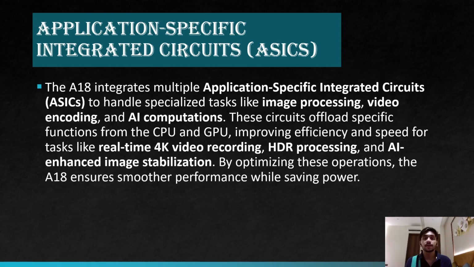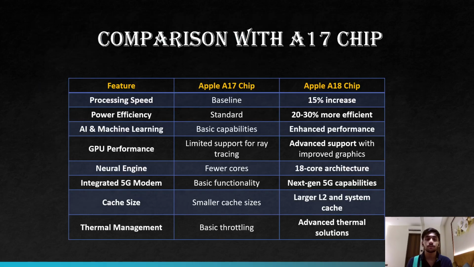Now talking about application-specific integrated circuits, the A18 integrates multiple application-specific integrated circuits to handle specialized tasks like image processing, video encoding, and AI computation. These circuits offload specific functions from the CPU and GPU. By optimizing these operations, the A18 ensures smoother performance while saving power. So you can have a smoother, high end performance, and your power use is also very less.